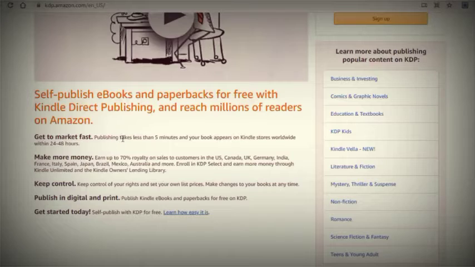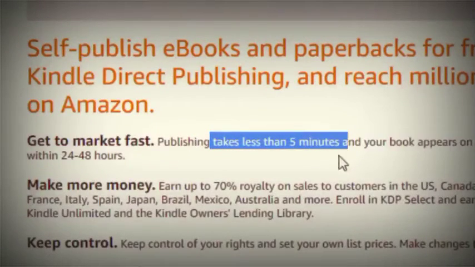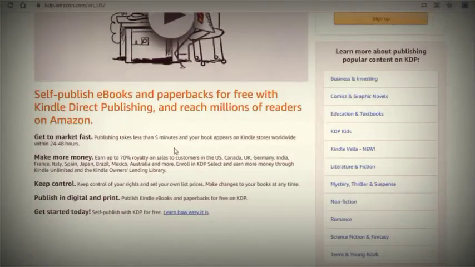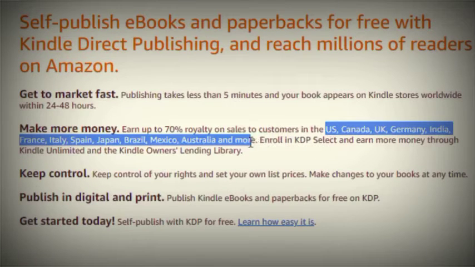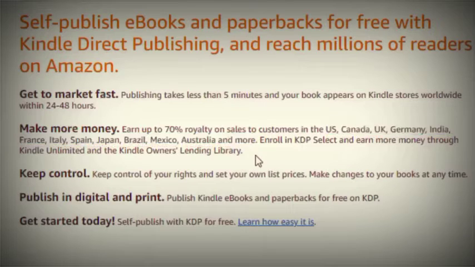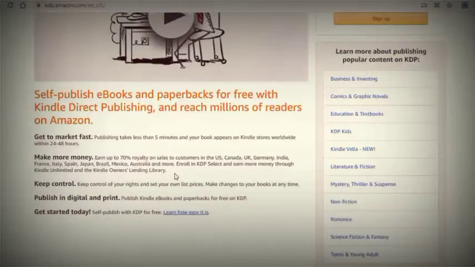For starters, it takes literally 5 minutes, as it says right here, to publish an ebook on Amazon, so it will basically be published instantly. And as you can see below, you will retain 70% of the profit if the person who purchased the ebook is from the following countries: the US, Canada, UK, Germany, India, France, Italy, Spain, Japan, Brazil, Mexico, Australia, and many more that are not listed. And for those wondering, this indeed is available worldwide. There's no place where Amazon is not available, that's for sure.